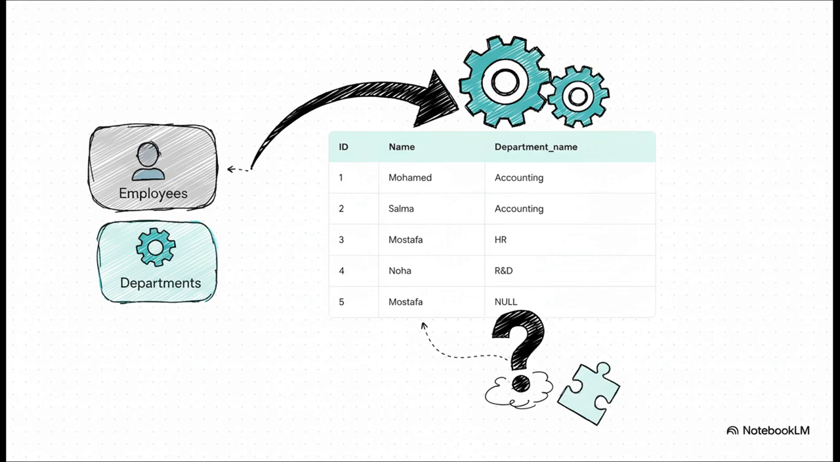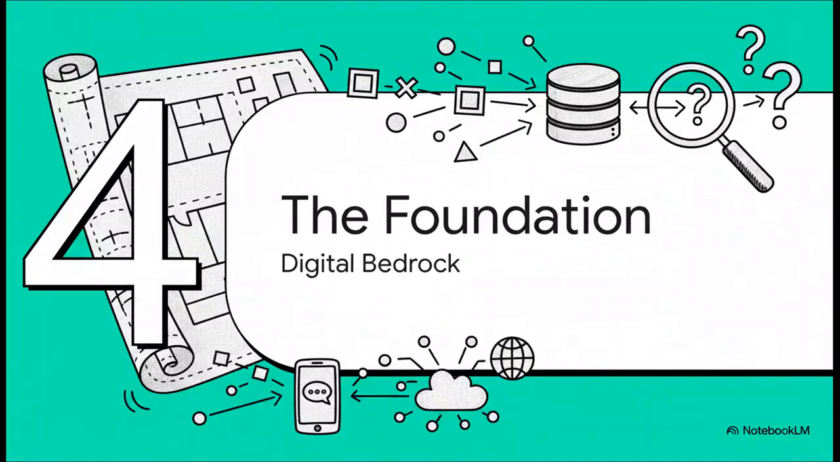And hey, notice that last entry. Mustafa has a null value because he isn't assigned to a department in our data. That's a perfect example of what a left join does. So let's just zoom out for a second. We've gone from a blueprint to organizing data to asking it questions. This fundamental process isn't just for some university exam. This is the foundation of almost every single digital service you use every day.